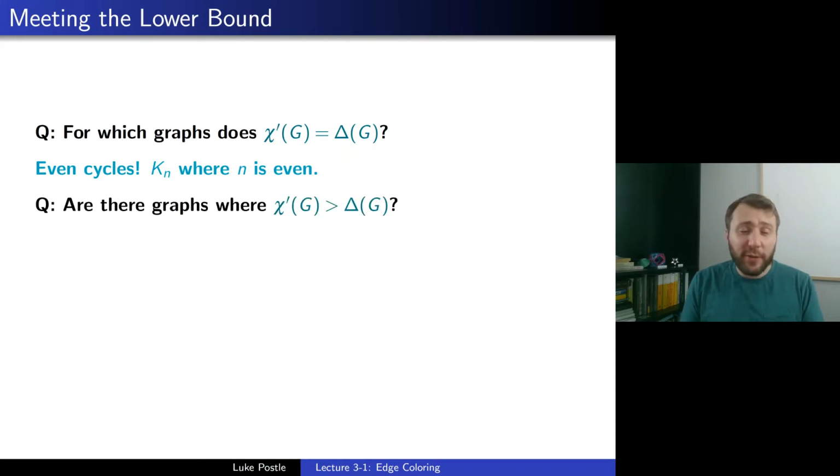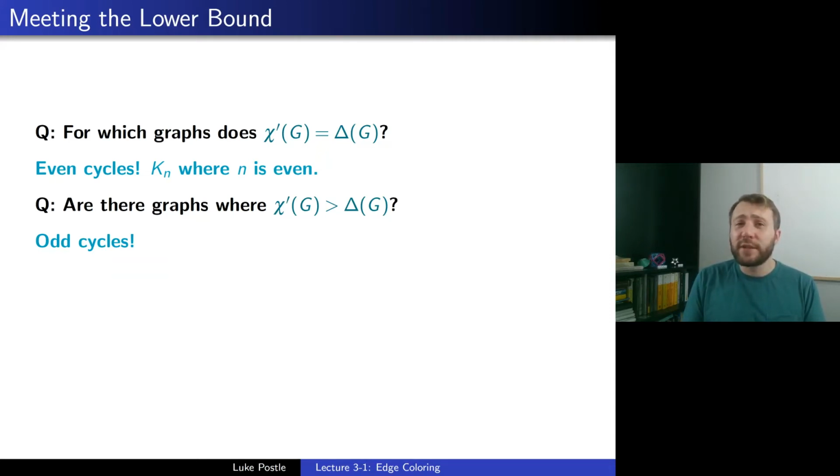Are there graphs, though, where chi prime of G is greater than delta of G? Can you always get this delta of G? So again, think for a moment and come up with some classes of graphs. And the answer is, well, one, odd cycles, right? So they have delta being 2, but if you think about it, you can't, again, the line graph is itself, it's an odd cycle, and those have chi being 3, so they have chi prime being 3.